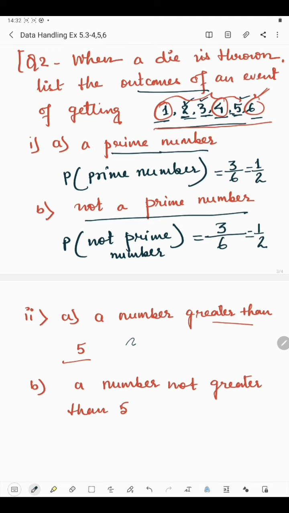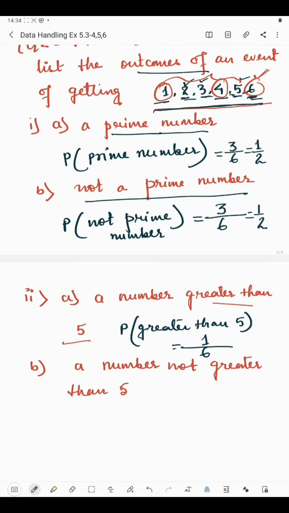So the probability of getting a number greater than 5 will be: total number of outcomes are 6, so we have written 6 in the denominator, and since only one number is greater than 5, which is 6, we'll write 1 by 6. So the probability of getting a number greater than 5 is 1 by 6.